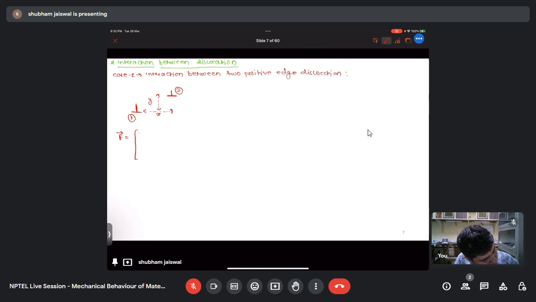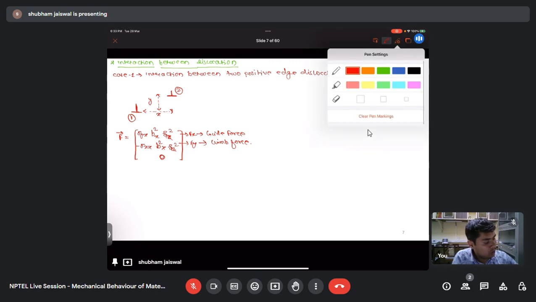equal to sigma yx Burgers vector of second and sense vector of second. Similarly, here we will get, that is the climb force, that is F1 sigma xx b2x epsilon z of 2, and the third component it will come out to be 0. So this is our Fx, or we can say glide force. Fy is climb force.